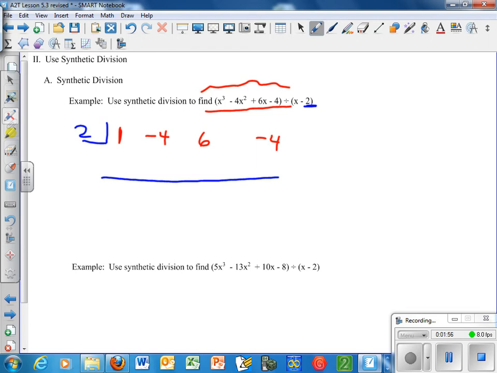Again, the 2 goes inside here, opposite of whatever sign's in your binomial, and then all your numbers from your dividend. Here's how you do synthetic division. You take the first number, and drop it down. So we're going to drop the 1 down. I take 2 and multiply it times 1, which is 2. That goes right here, below the negative 4. Now I combine these together and put the result right down here. So negative 4 and positive 2 combined is negative 2.